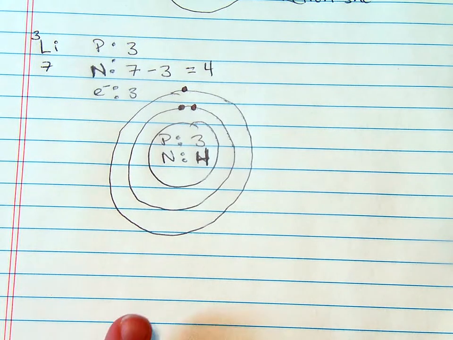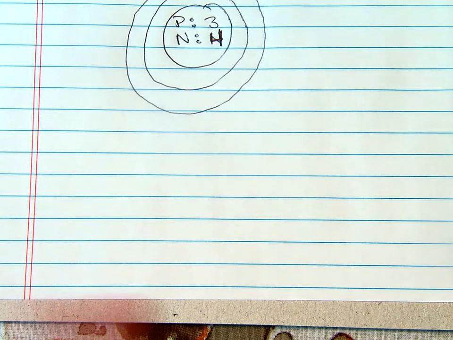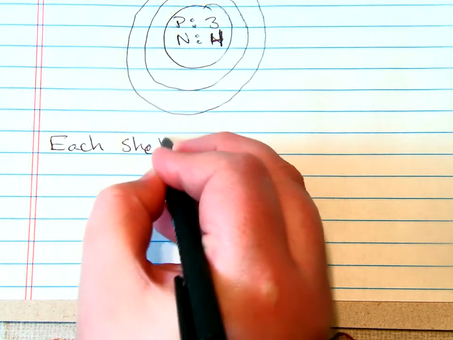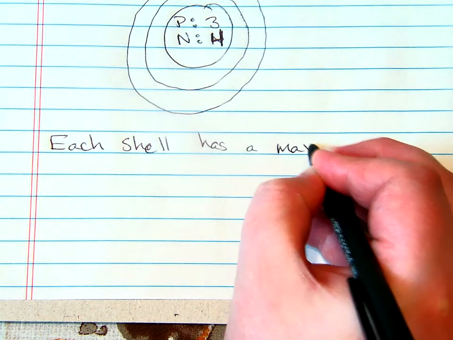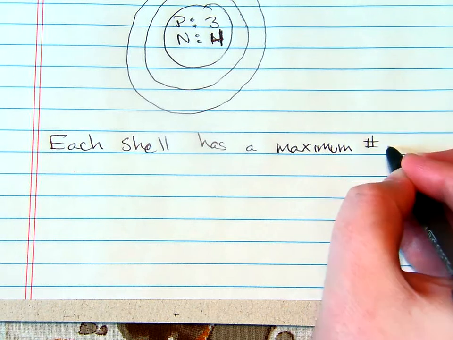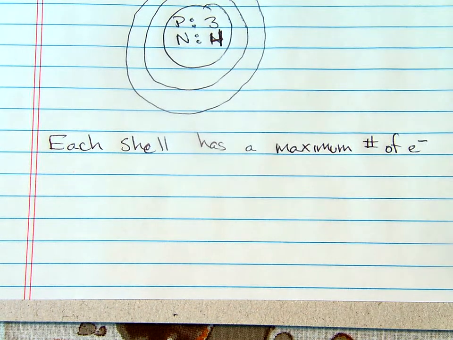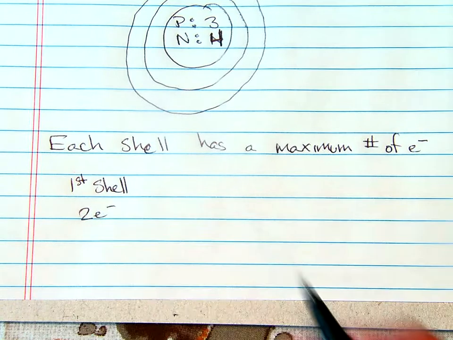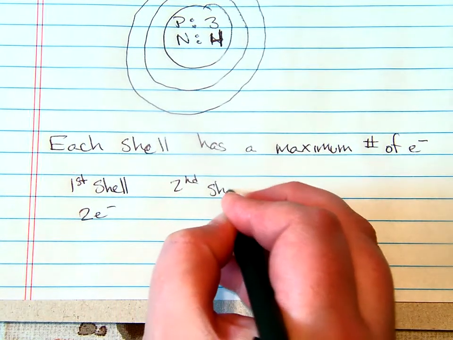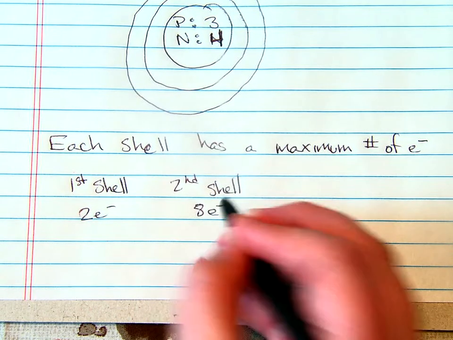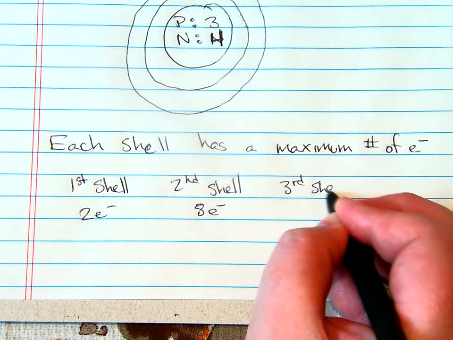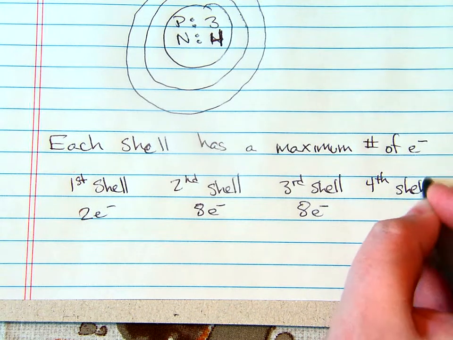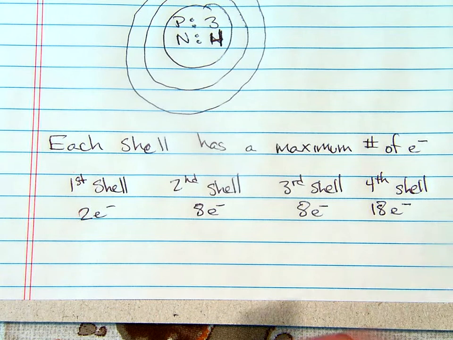Excellent. So let's talk about those magical maximums. What are they? So, as I said, each shell has a maximum number of electrons. The first shell has a maximum of 2 electrons. The second shell has a maximum of 8 electrons. The third shell also has a maximum of 8 electrons. And the fourth shell has a maximum of 18 electrons.